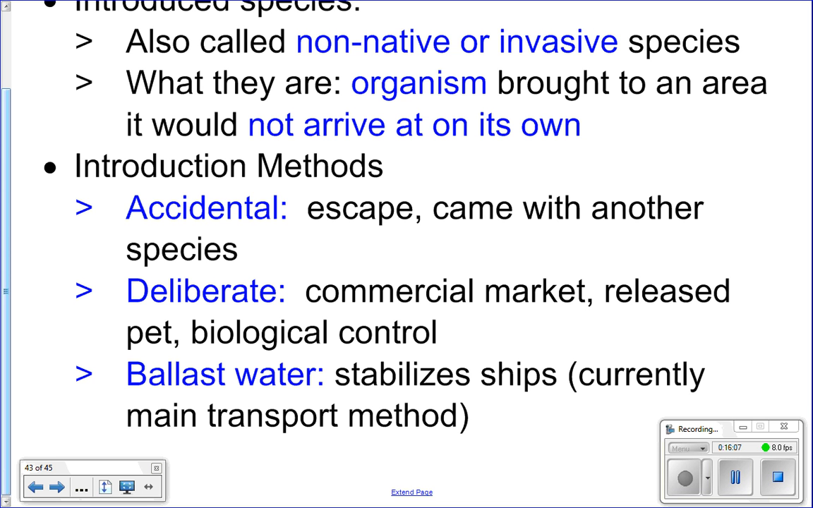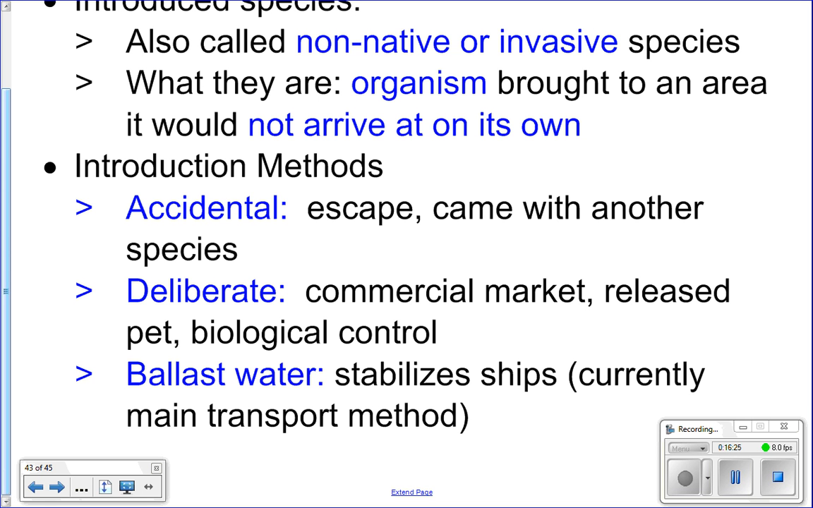So you have accidental introduction, deliberate introduction, and the main way that we get introduced species now is actually in ballast water. So ballast water is water that ships keep in their hull in order to stabilize the ship so that it doesn't fall over.